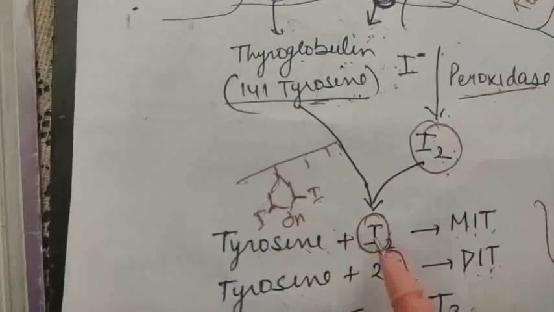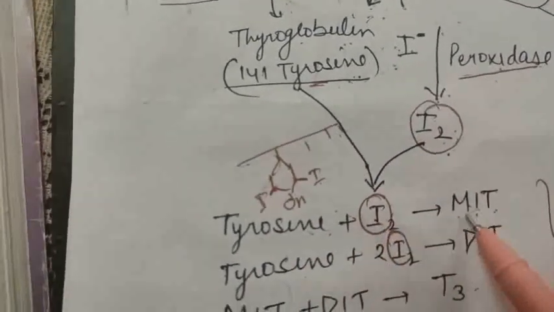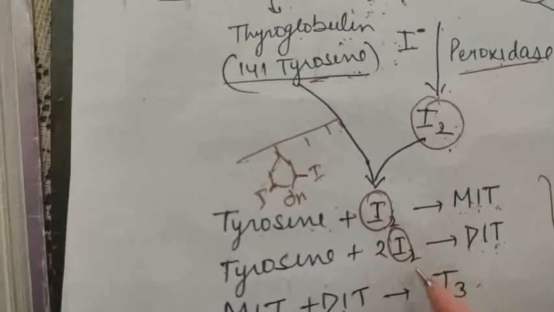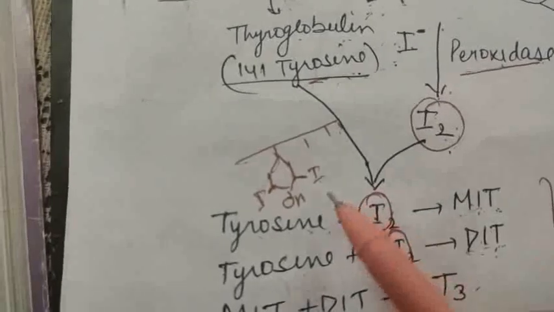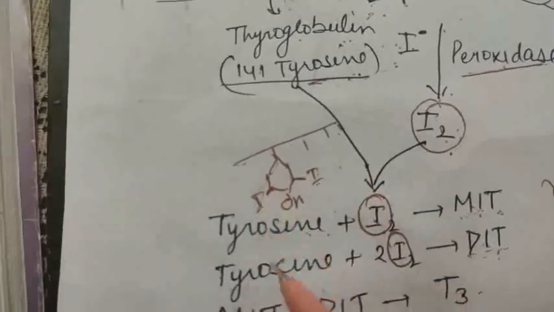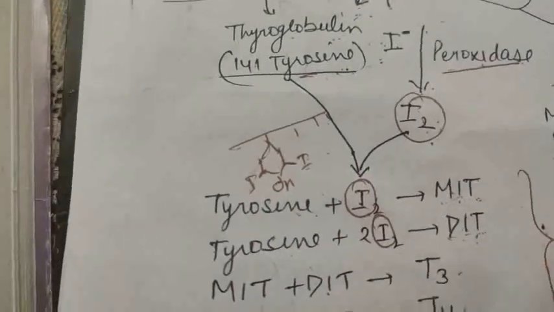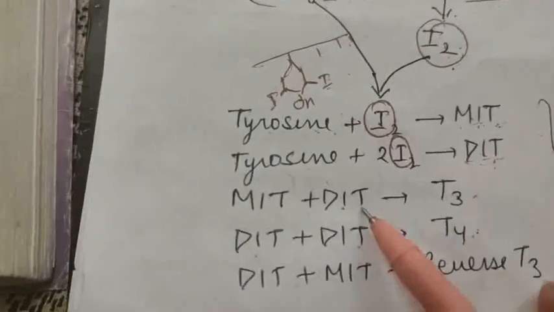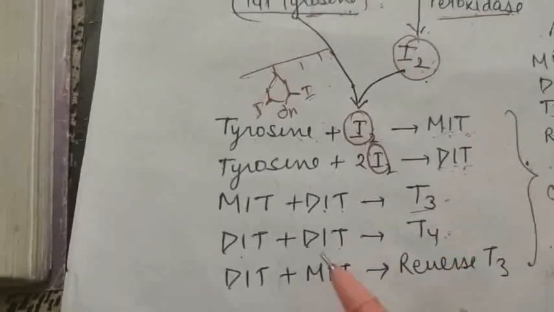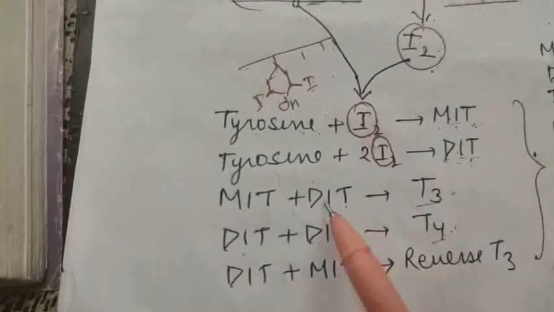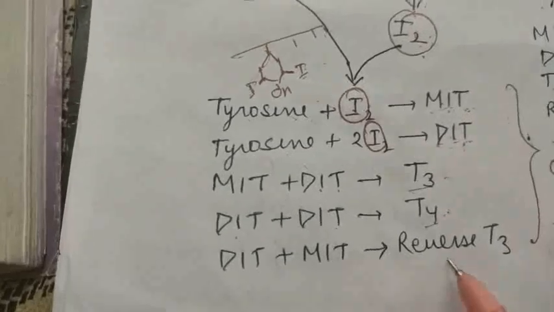When tyrosine combines with one iodine, it becomes monoiodotyrosine. When tyrosine combines with two iodines, it becomes diiodotyrosine. If the iodine exists on only one side, it's monoiodo; if on both sides, it's diiodo. So MIT and DIT form. Now if one MIT combines with DIT, it becomes T3 hormone, and if DIT combines with DIT, it becomes T4 hormone, and if the reverse reaction occurs, it can be reverse T3.